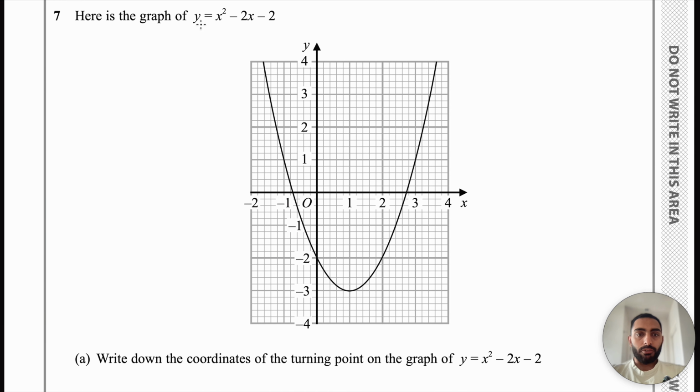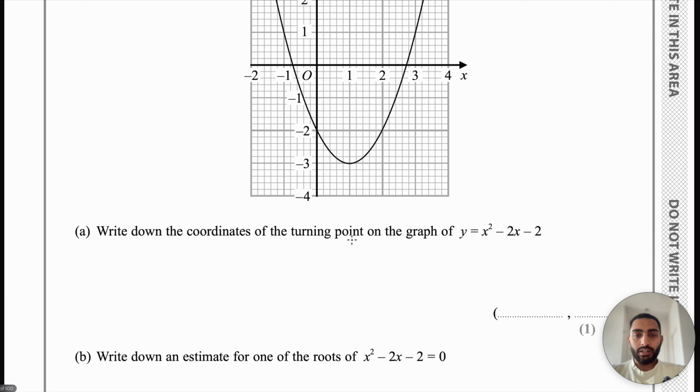Question 7. Here is a graph of y equals x squared minus 2x minus 2. Write down the coordinates of the turning point on the graph y equals x squared minus 2x minus 2. All we're doing here is finding what this coordinate is. Where does it turn? Where does it go from a negative gradient to a positive gradient? Where does it change? So the x coordinate is 1 and the y coordinate is negative 3.